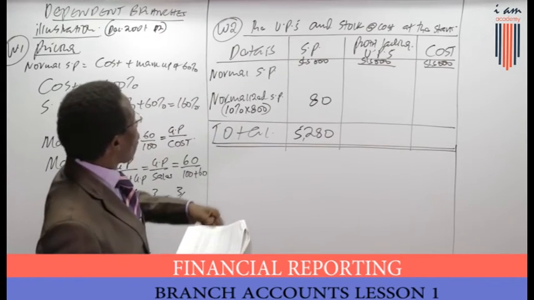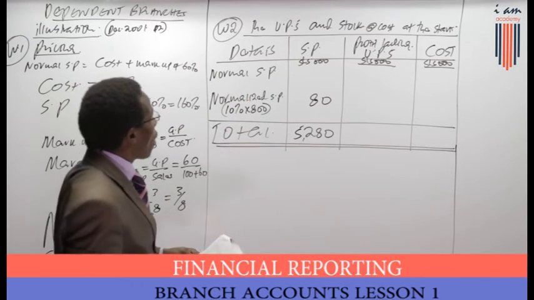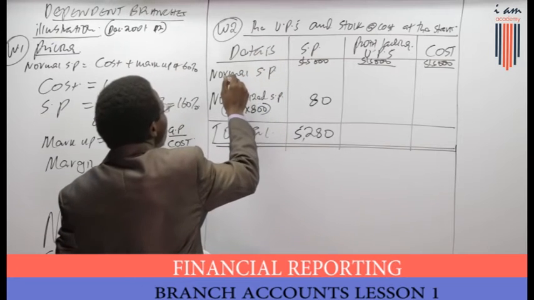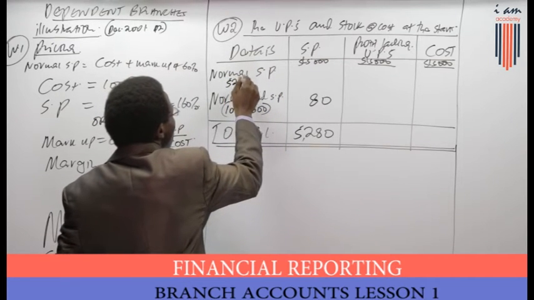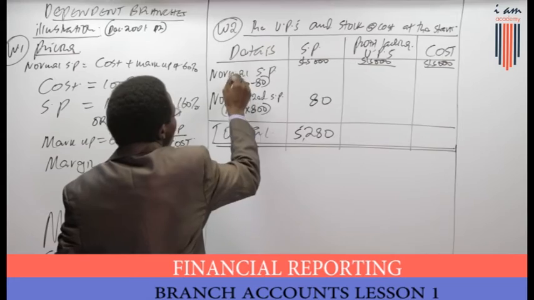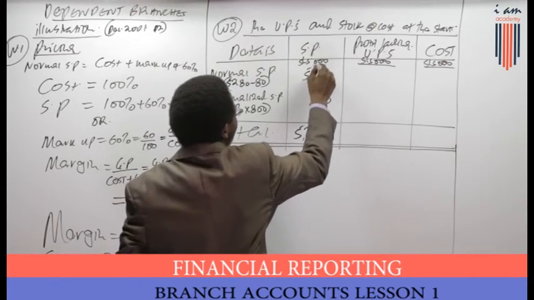Now, what will be our normal selling price? Goods with the normal selling price. So 52.80 minus 80. How much will that be? That, friends, comes to 5,200.